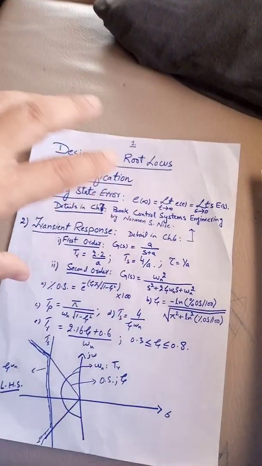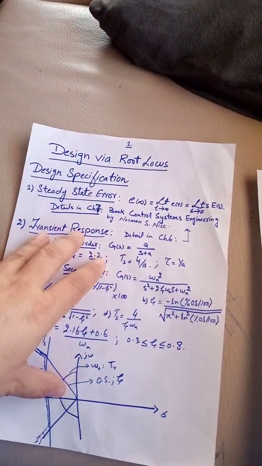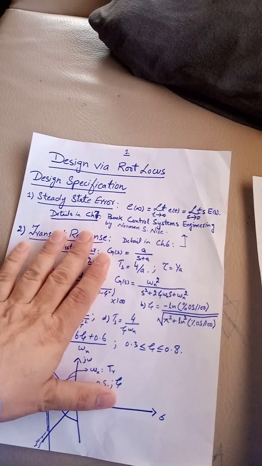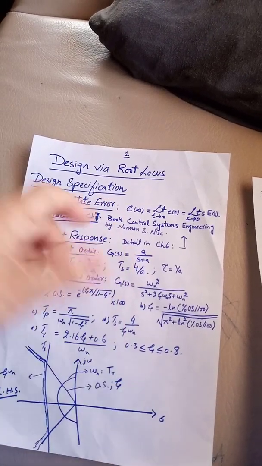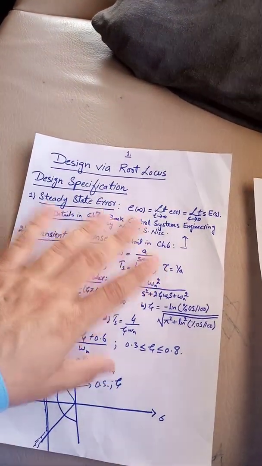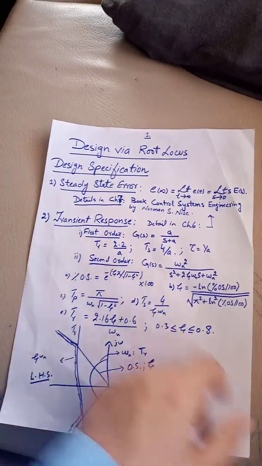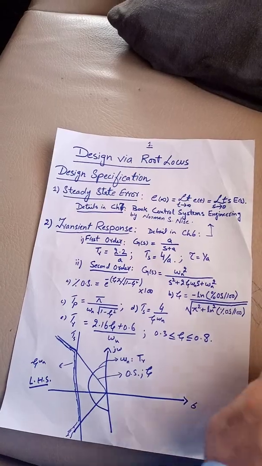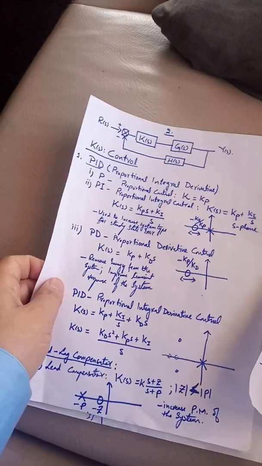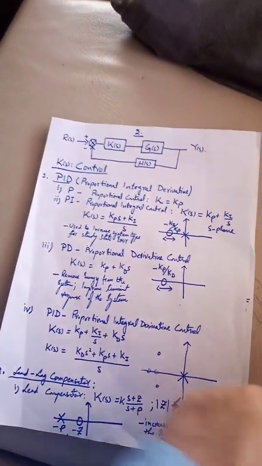So this is the basic idea that we can use to do the design. Now we will look at what type of controllers we have, and then we look at a very simple design in today's video. And so let's start with what we have here.